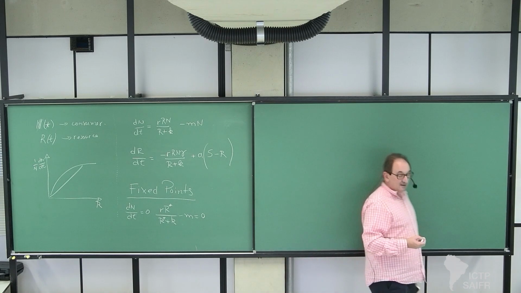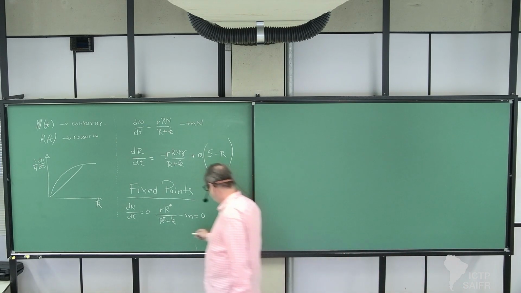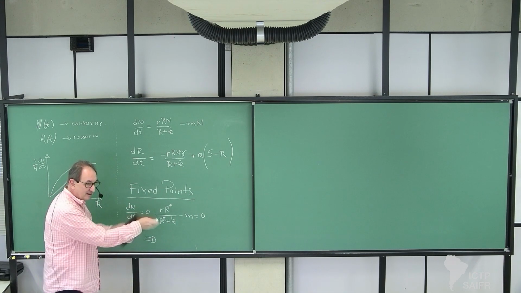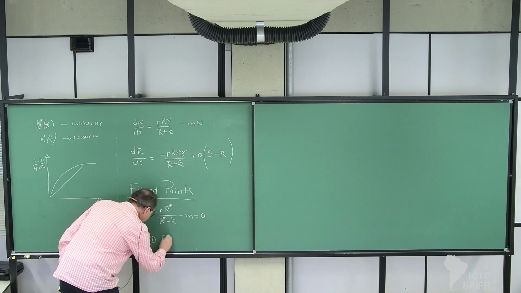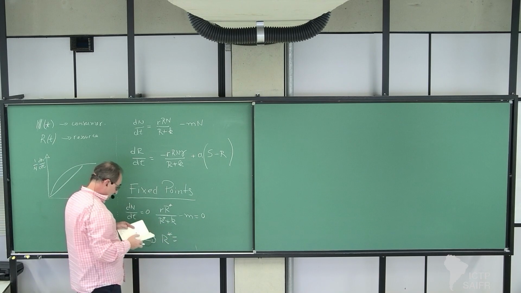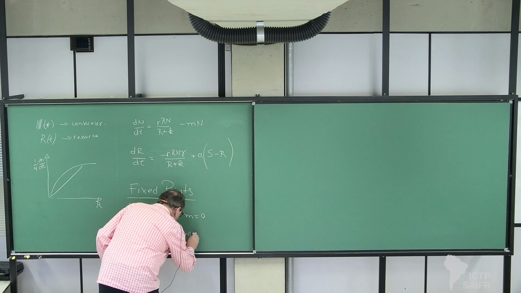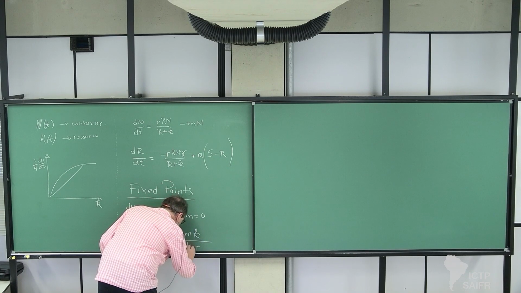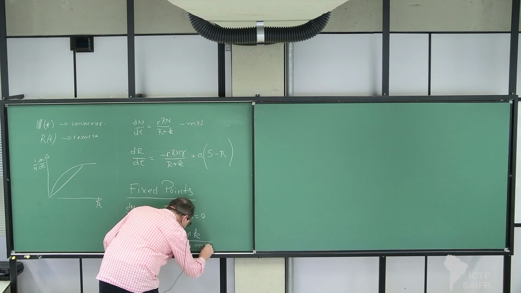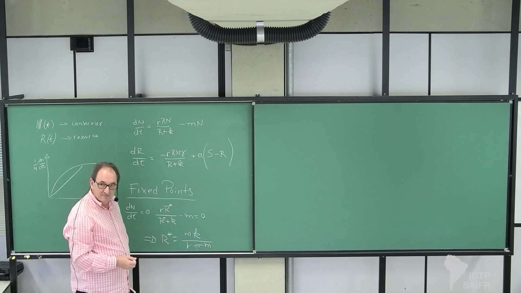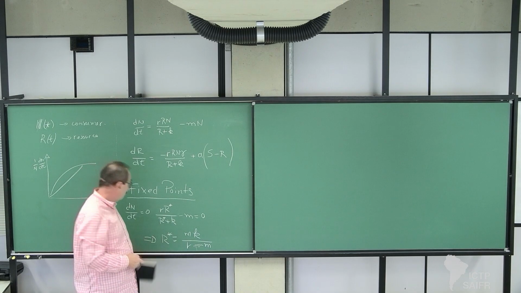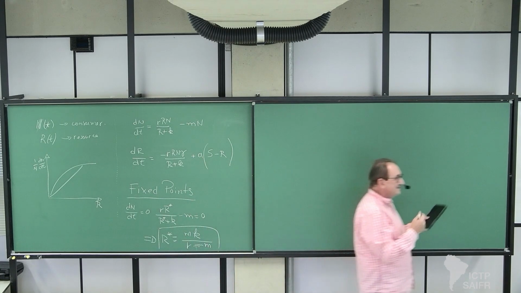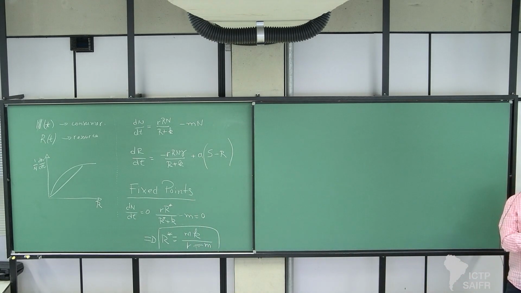So I can solve this. This is an algebraic equation. It's linear. You manipulate a little bit, you get R star, which is M K over R minus M. Everybody can see this here? Okay. So this is the equilibrium point for the resource.